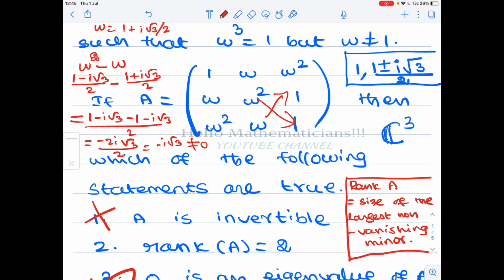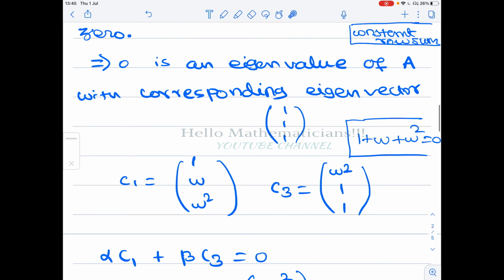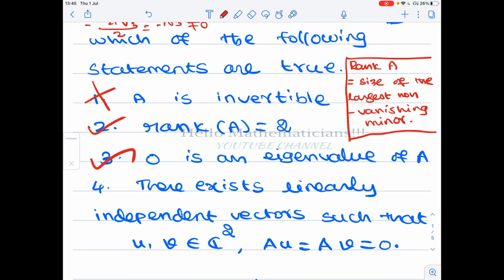Therefore what we conclude is that this 2 by 2 minor is non-zero. Therefore rank cannot be 3, because the 3 by 3 minor is 0, but there is a 2 by 2 minor that is non-zero. So we conclude that the rank of this matrix is 2. Or simply we can check that these two vectors are linearly independent. That is much easier to do. So now, if the rank of A is 2, then the fourth option is false.